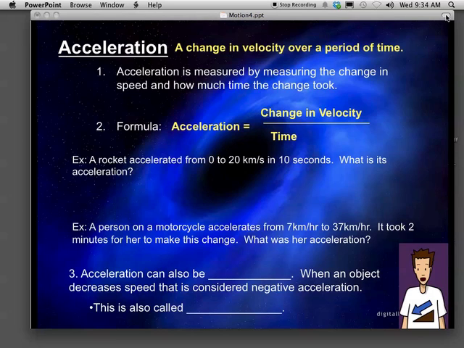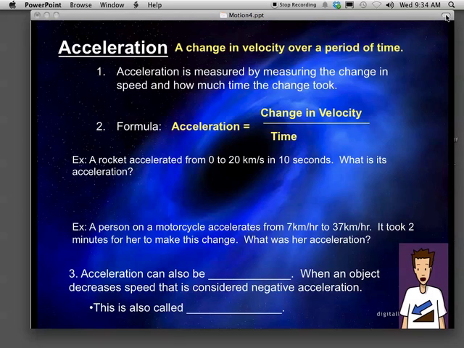So if we have a rocket that goes from a stop at 0 kilometers per second, accelerates to 20 kilometers per second, and it took 10 seconds for that to take place, what would its acceleration be? There's going to be one problem I would guess you're going to have here. Sophia? 2 kilometers per second. Okay, you're close. Kimberly? Negative 2 kilometers per second. No, it's accelerating.